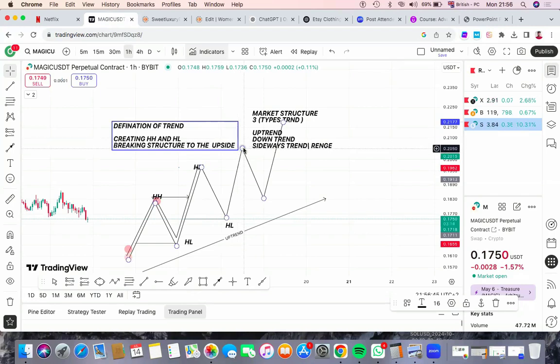So there is always, in an uptrend also, an impulsive move. The market creates an impulsive move to the upside and creates a pullback leg to the downside.